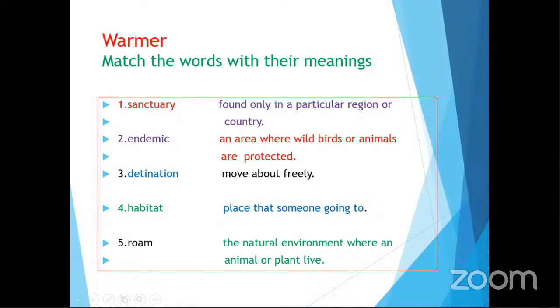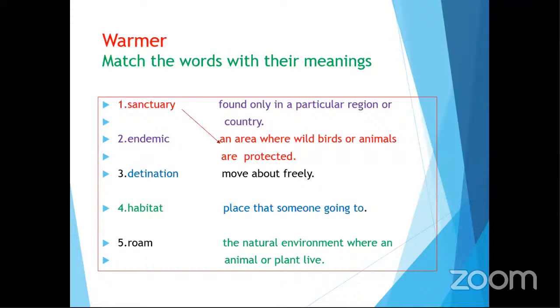Well, look at the answers. Sanctuary. Read the spelling also. Read the pronunciation. Very important. Sanctuary. Have you chosen the correct answer? I believe most of the participants have done this. Sanctuary. Let's see the answer. What is a sanctuary? Sanctuary is an area where wild birds or animals are protected.